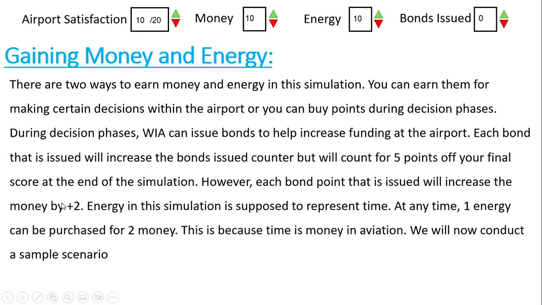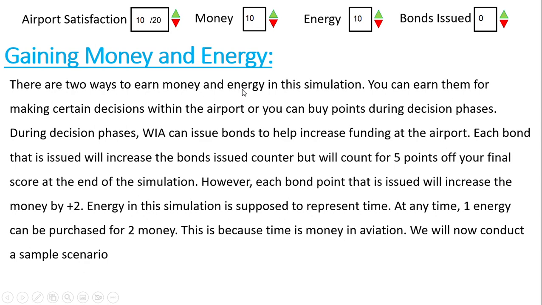Each bond will issue 2 money. Energy represents time. At any time, 1 energy can be purchased for 2 money. This is because, theoretically, time is money. This was conducted so that students would have a way to get money and get energy while also understanding the consequences in real life for what it takes to get money at an airport.